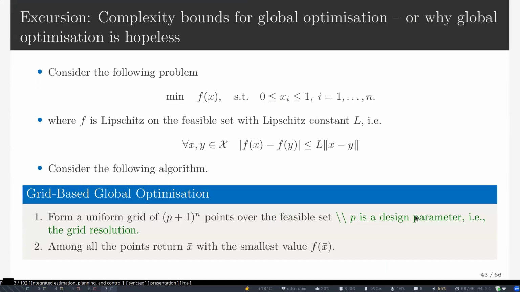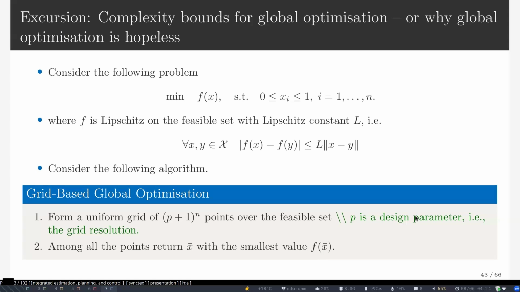So that's the second bit. Now, in the talk this morning, Andreas pointed out why global optimization doesn't work. I'm going to do a bit of an exercise on why it doesn't work.